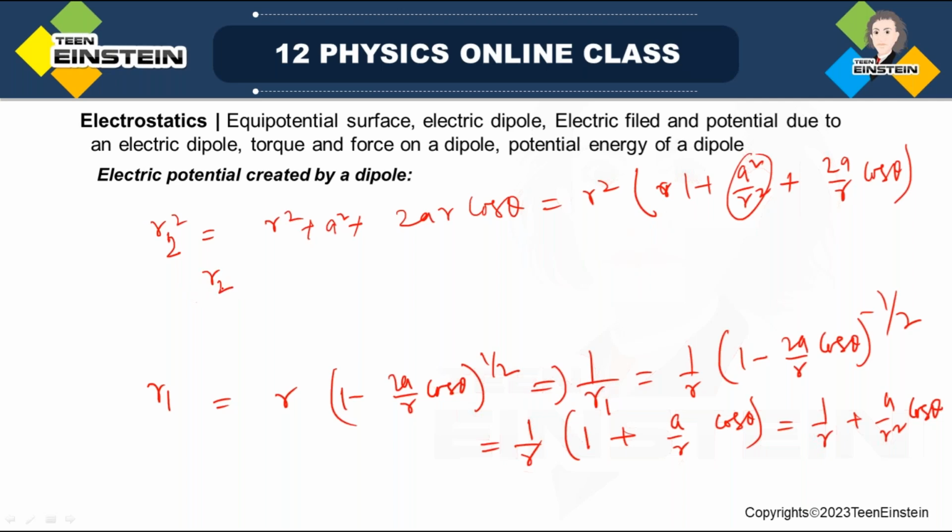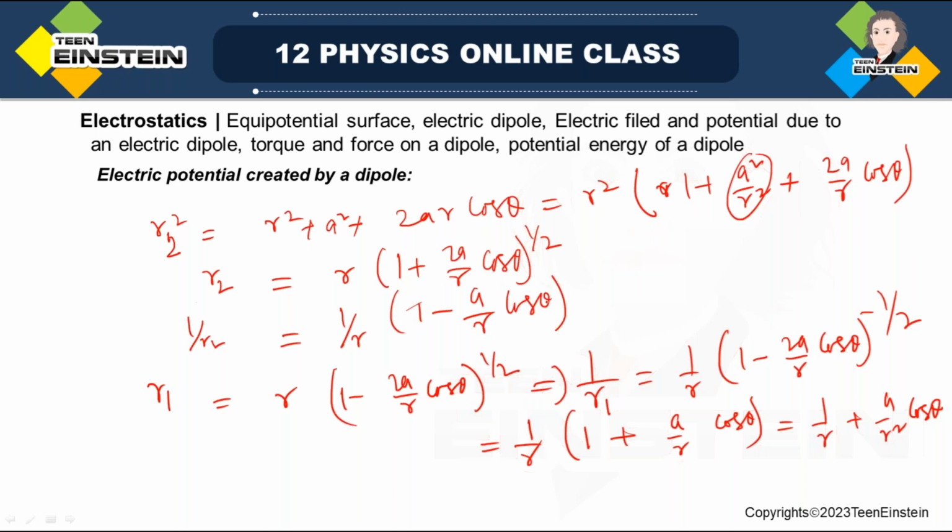So directly r2 will be r, whole to the power 1 plus 2a by r cos theta, whole to the power half. So if I want to write 1 by r2, it will be 1 by r, and this will be 1 minus a by r cos of theta. So this will be 1 over r minus a by r square into cos theta. So these are the terms we have got.